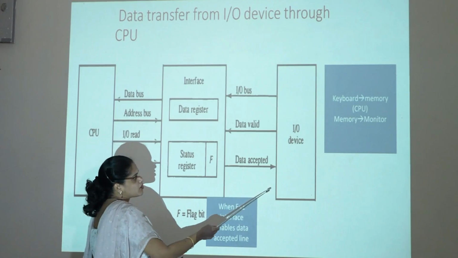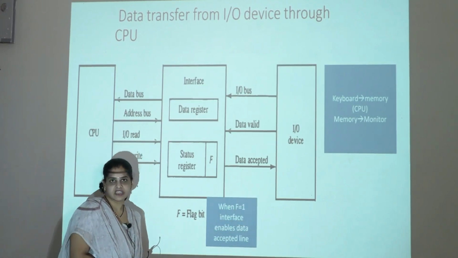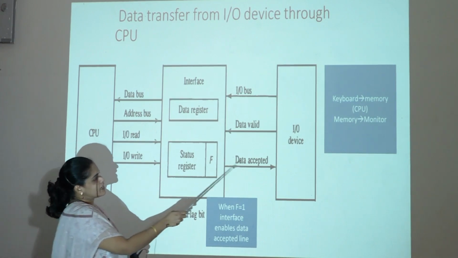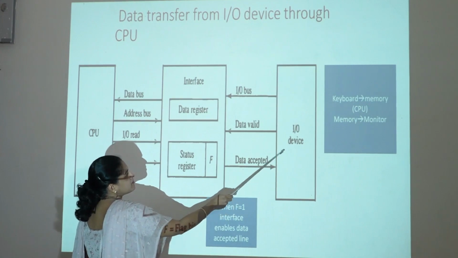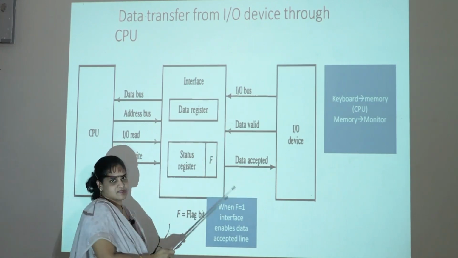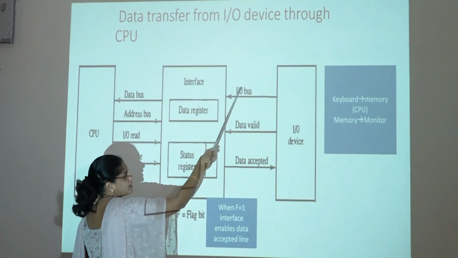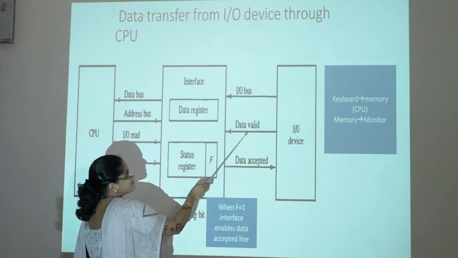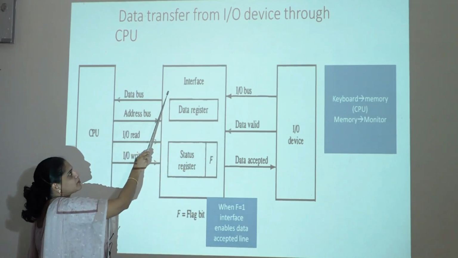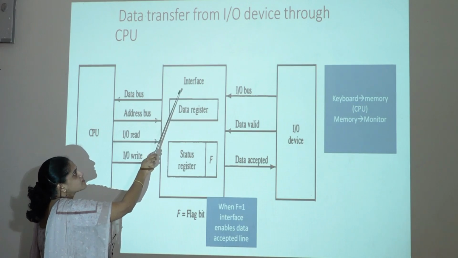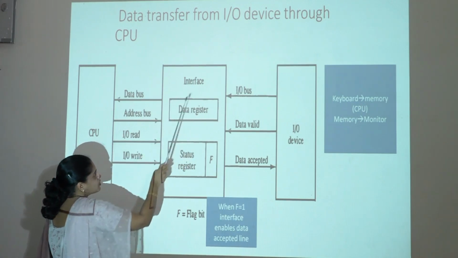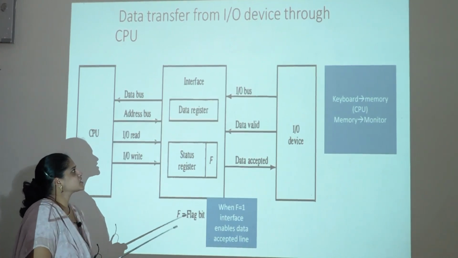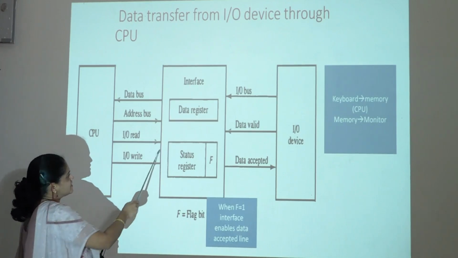Consider an input device, a keyboard, that has information to be transferred to the memory unit through the intervention of the CPU. In that case, the input-output device, which is a keyboard, places the information onto the input-output bus. Once the information is placed onto the bus, it enables the data valid signal. Whenever the data valid signal is enabled, the interface unit of the input-output device will transfer the data from the input-output bus into one of its registers, which is called the data register.